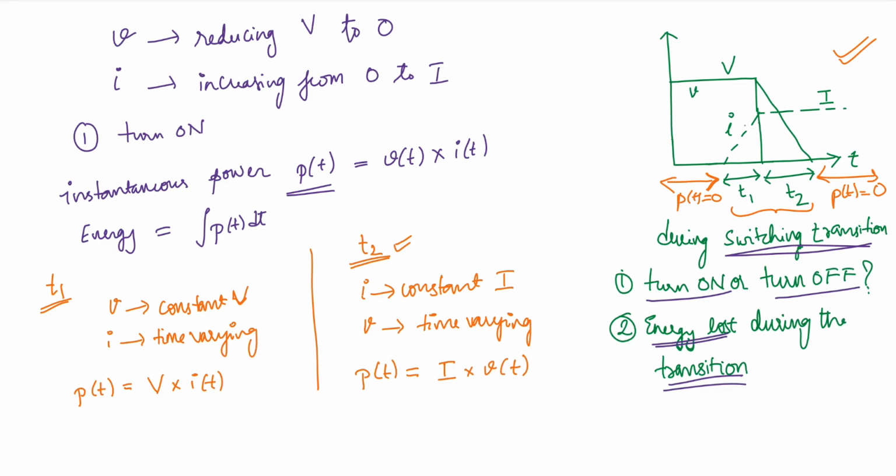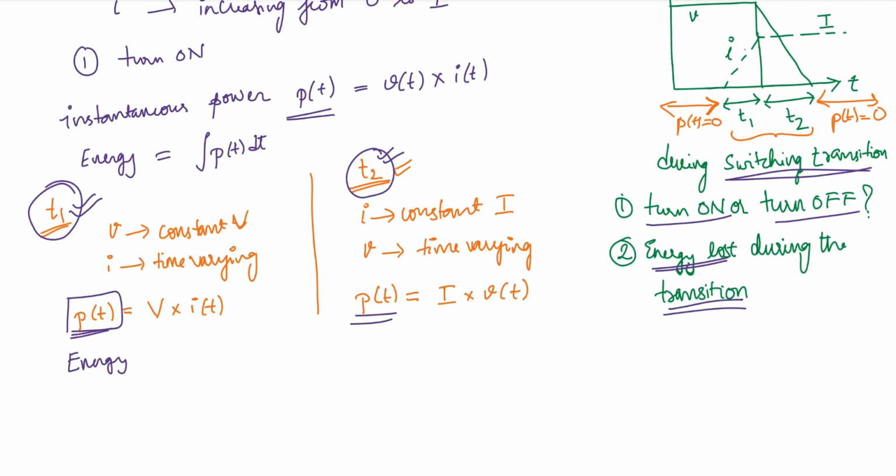Now if you integrate this instantaneous power, you will get energy only during this time interval. If you integrate this P of t, you will get energy during this interval, and if you integrate this P of t, you will get energy during that interval. So we have to add them both to get the total energy lost during the transition. During interval T1, energy is equal to the integral of P of t, which is the integral of V times I of t dt.